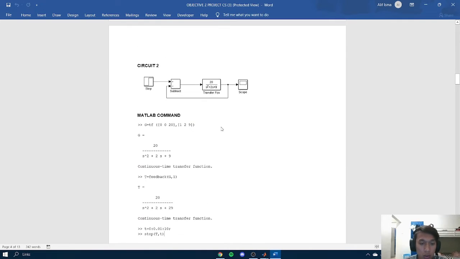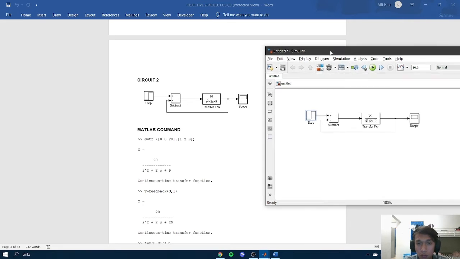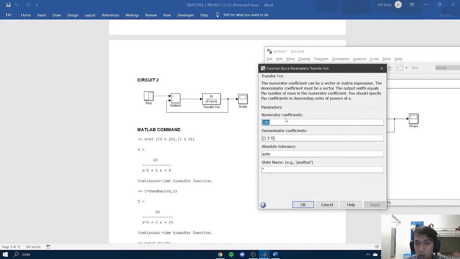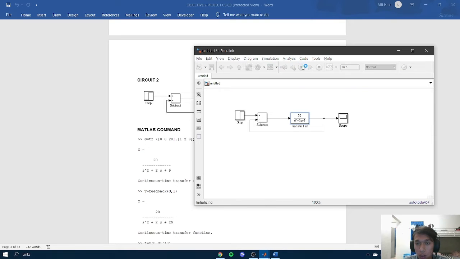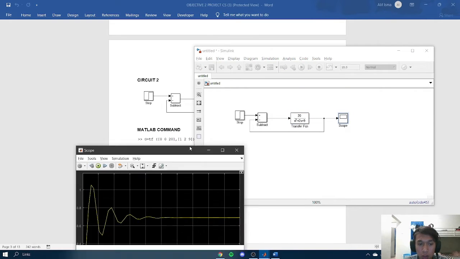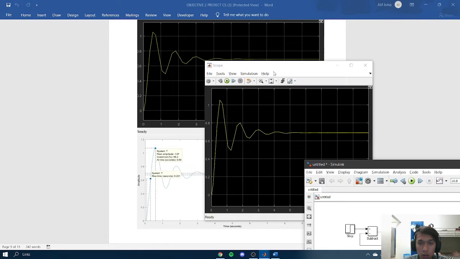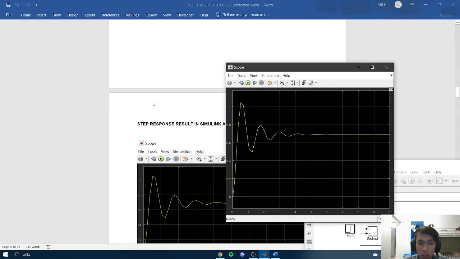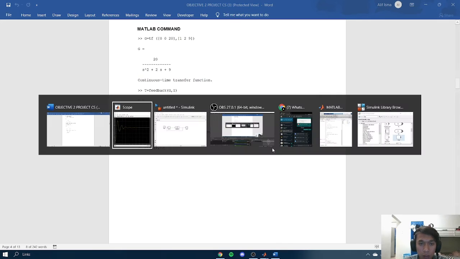For circuit 2, I will show you an example. First we need to change the transfer function: the numerator needs to change to 20, the denominator needs to change to 1, 2 and 9, and then click apply and then OK, then click run and then click on scope, and you will get the graph here, which is the same.